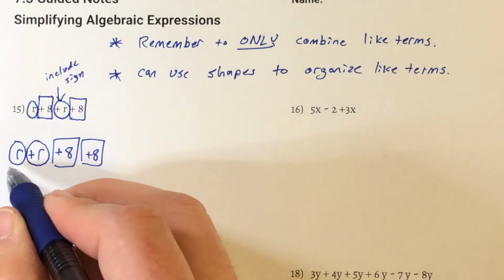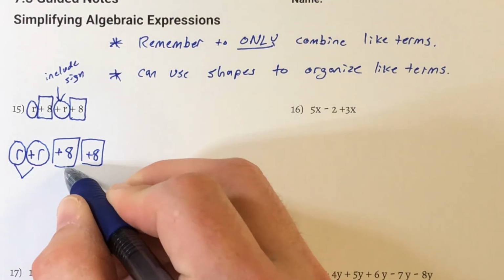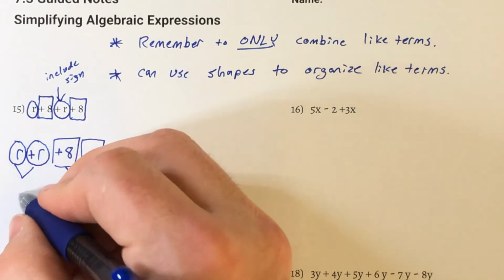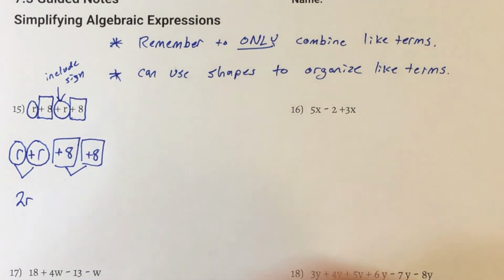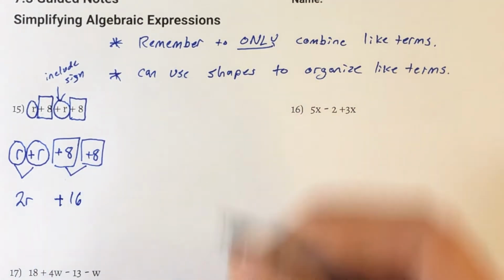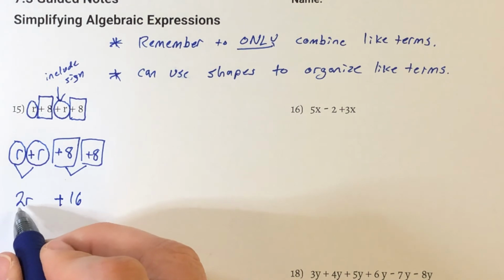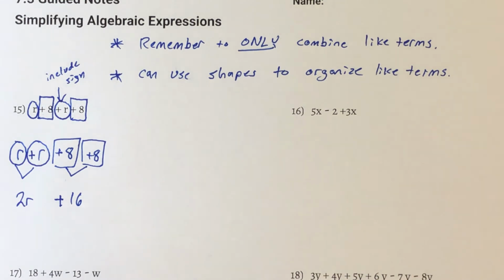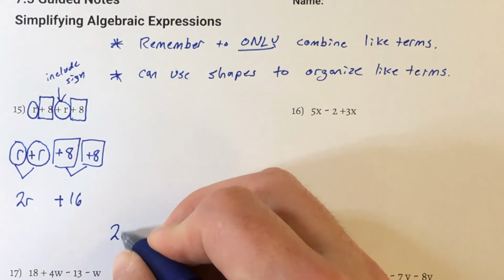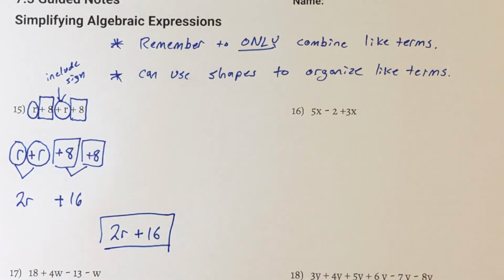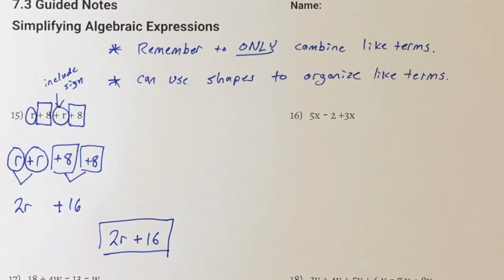All right, now it's just a matter of combining the circles and combining the rectangles. So what is r plus another r? Well, you get 2 r's. What's positive 8 plus 8? Well, that would be positive 16. Can you combine 2r and 16? No, they don't have the same variable. So you're done or finished. 2r plus 16 is as simplified as that answer is going to get. You can't do anything else with that.